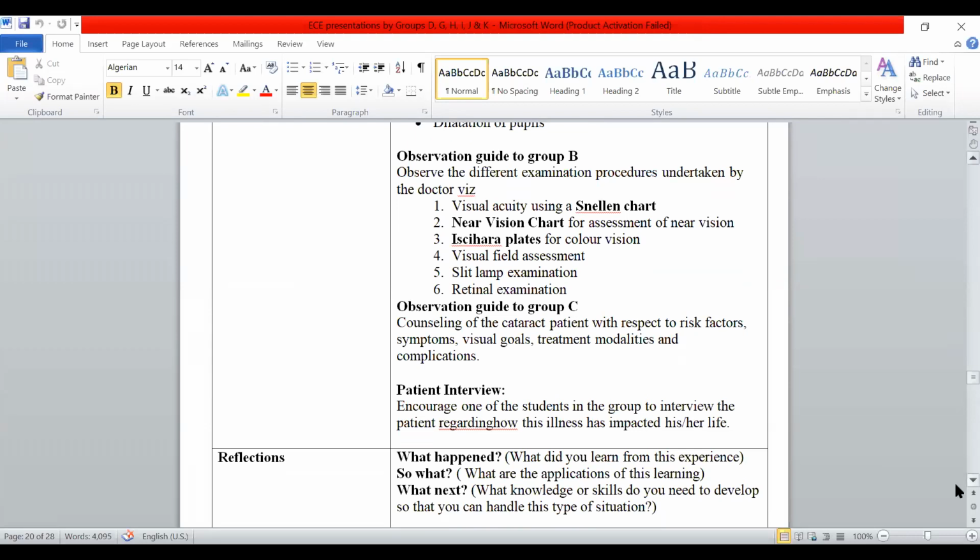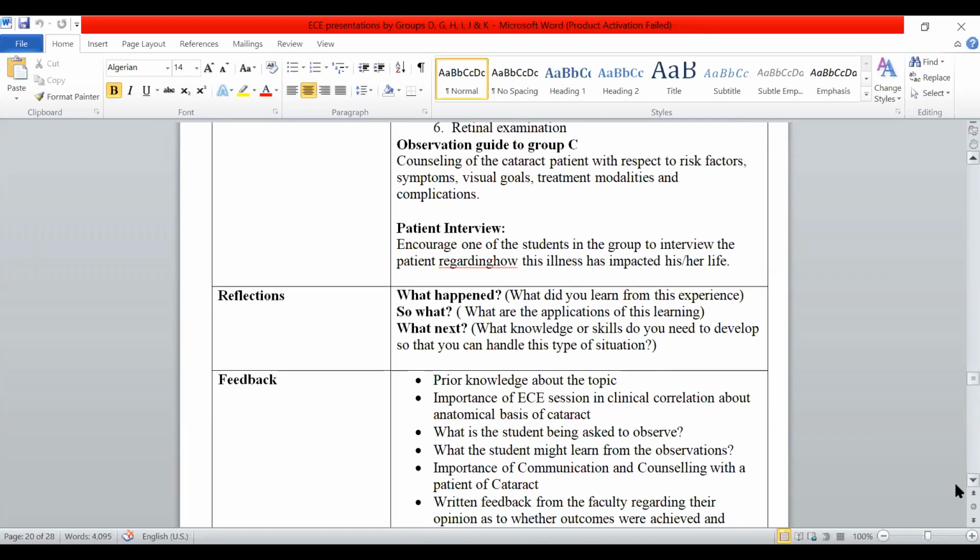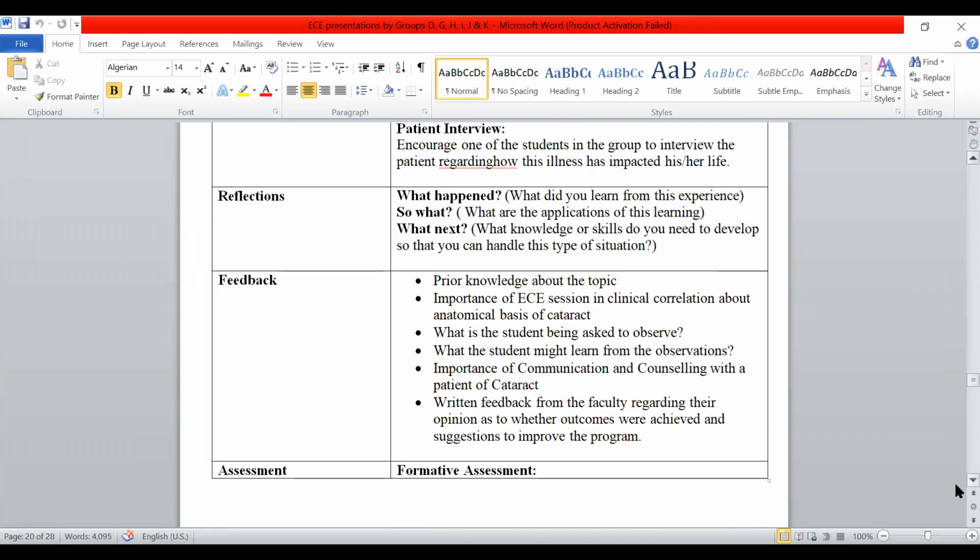After this, coming to the reflections. The reflections would be grouped into three. What happened? What did you learn from this experience? So what? What are the applications of this particular learning? What next? What knowledge or skills do you need to develop so that you can handle this type of situation?